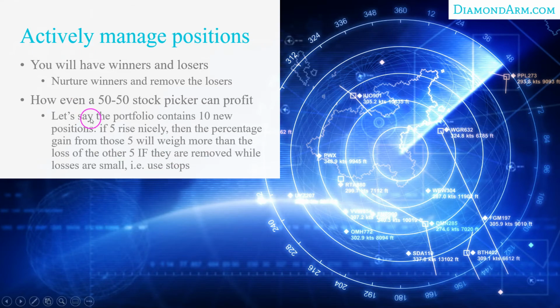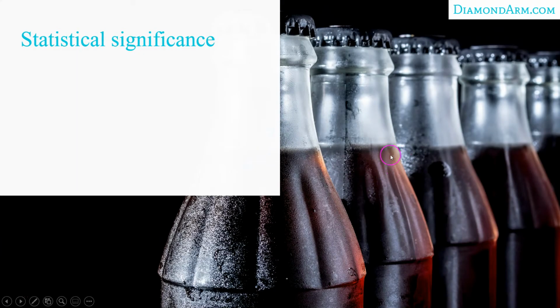Let's say that your portfolio contains 10 new positions. If 5 rise nicely, then the percentage gain from those 5 will weigh more than the loss of the other 5 if, and there's a big if, the losers are removed while losses are small. That is, use stops.